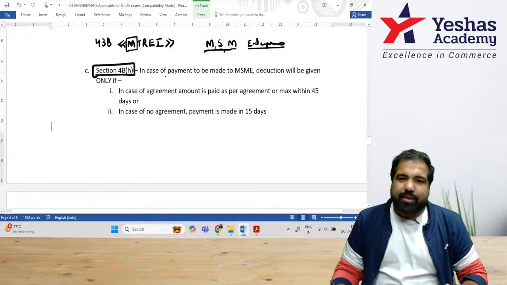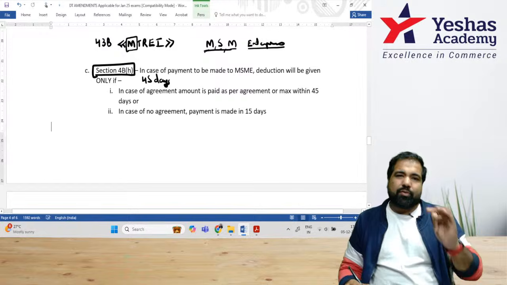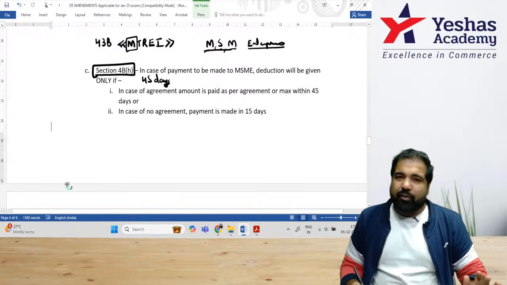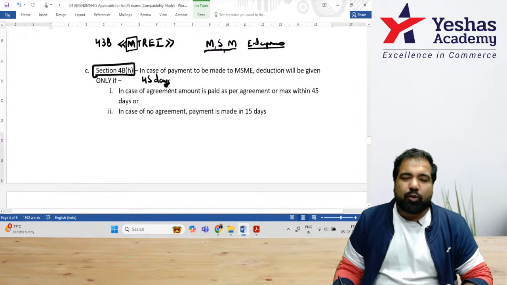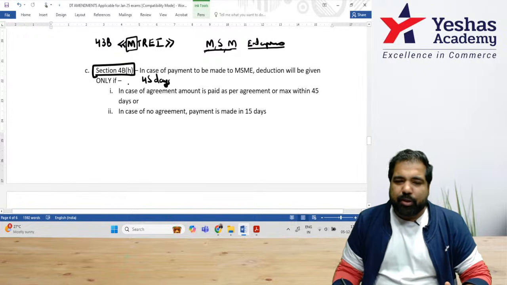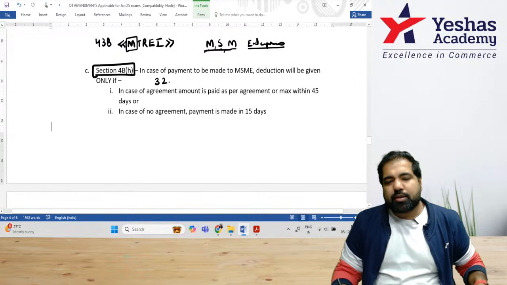In MSME, they said you have to pay within 45 days from the date of invoice. 45 days you have to pay. Very, very quick. Yes, because they want to make MSMEs happy. And this is if you have an agreement. Example, you and the MSME have an agreement and the agreement says pay in 32 days, then you pay in 32 days. If the agreement says 42, you pay in 42. But if the agreement says 52, then they will say maximum 45 days as per this section.